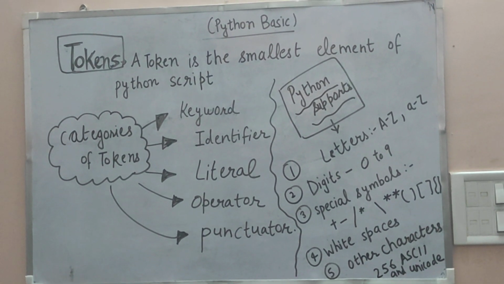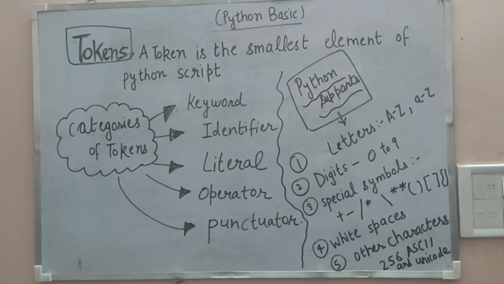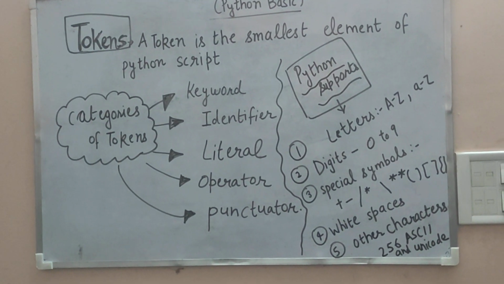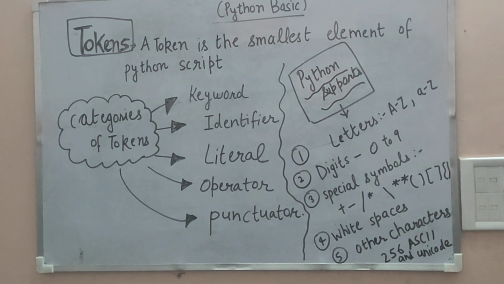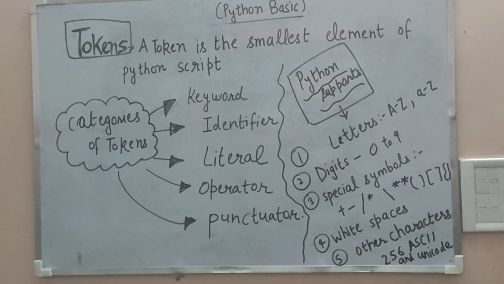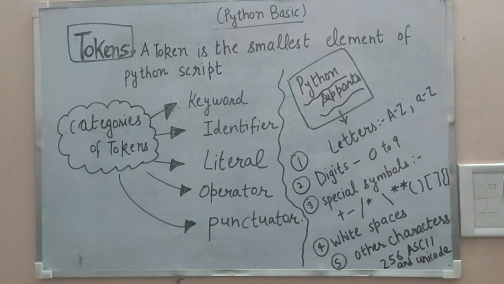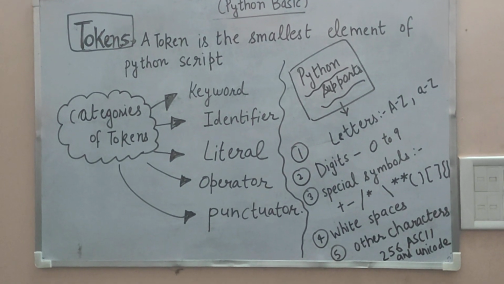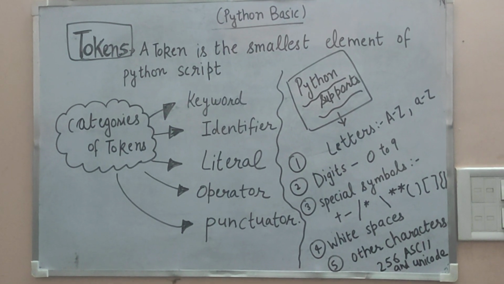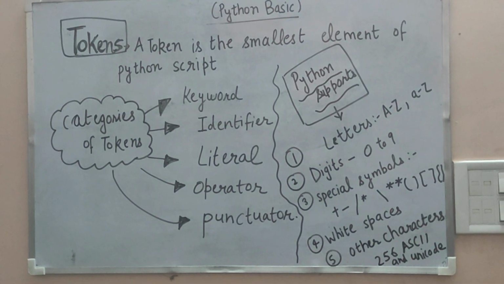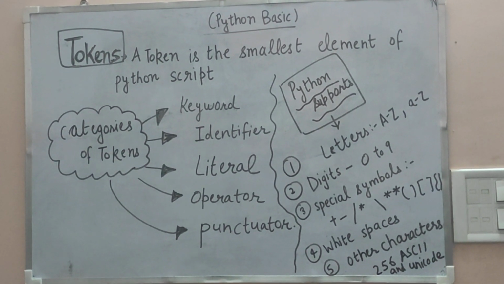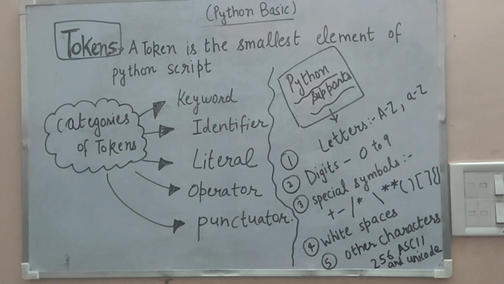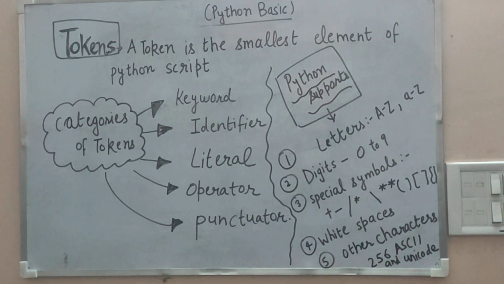So in this video it is clear that a token is basically the smallest element of a Python script. And after that there are some kinds of tokens which we will discuss further in our videos, that is keyword, identifiers, literal, operator, punctuators. It is just the overview of the tokens, and it may come as an MCQ in your Python exam. So if you know the meaning of a token, it will be easy for you to understand all the further topics, right?